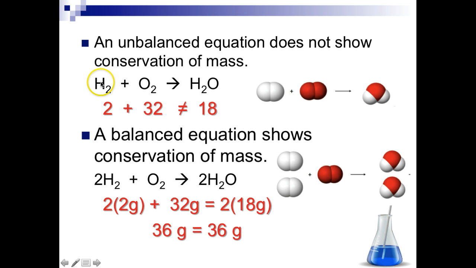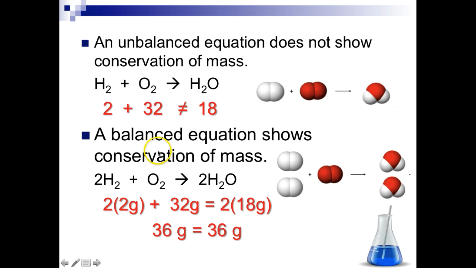So in this equation we have H2 plus O2 yielding H2O. If we were to look at mass only, hydrogen has a mass of 1, there are 2 of them, so we have a total of 2 mass units here. Oxygen has a mass of 16 and there are 2 of them, so that's a mass of 32. 2 plus 32 is 34. That does not equal the mass of water, which is 18.